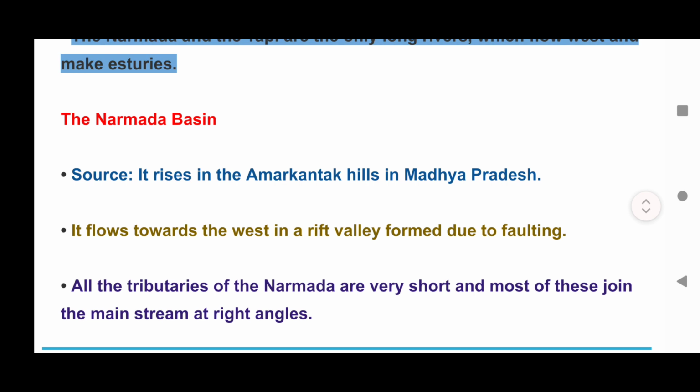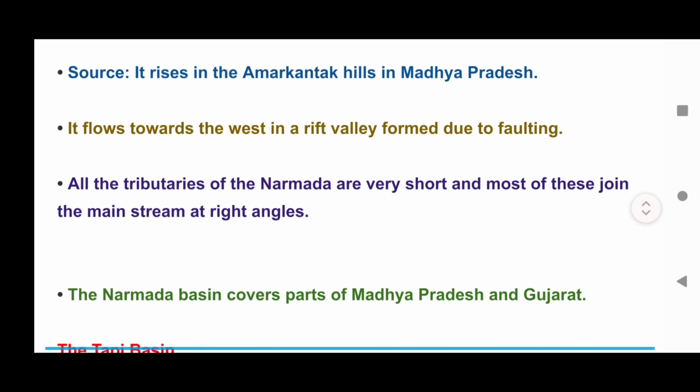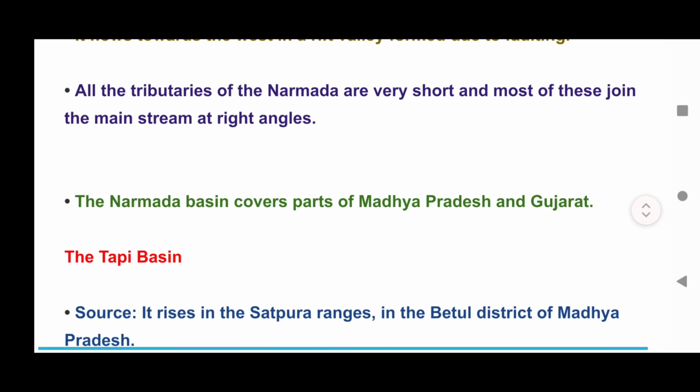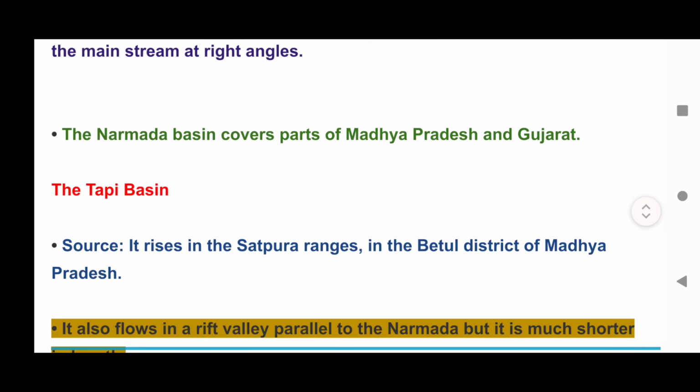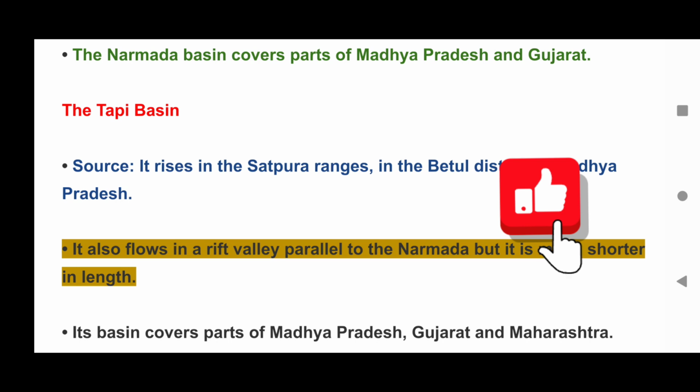The Narmada Basin. Source. It rises in the Amarkantak Hills in Madhya Pradesh. It flows toward the west in a rift valley formed due to faulting. All the tributaries of Narmada are very short and most of these join the main stream at right angles. The Narmada Basin covers parts of Madhya Pradesh and Gujarat. The Tapi Basin. Source.